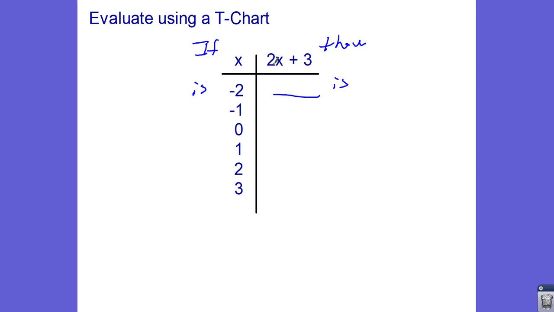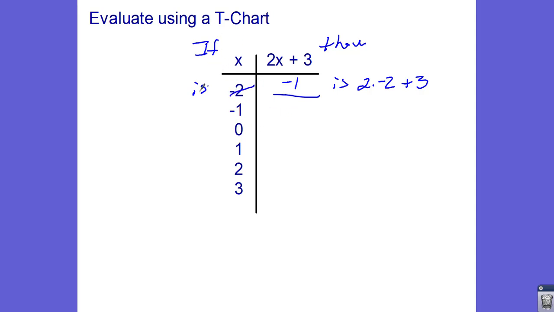So what we do is we take this expression and out to the side, we actually evaluate that. 2 times negative 2 plus 3. So 2 times negative 2 gives me negative 4. And then negative 4 plus positive 3 gives me negative 1. Then this value is gone. So now we go to the next one.